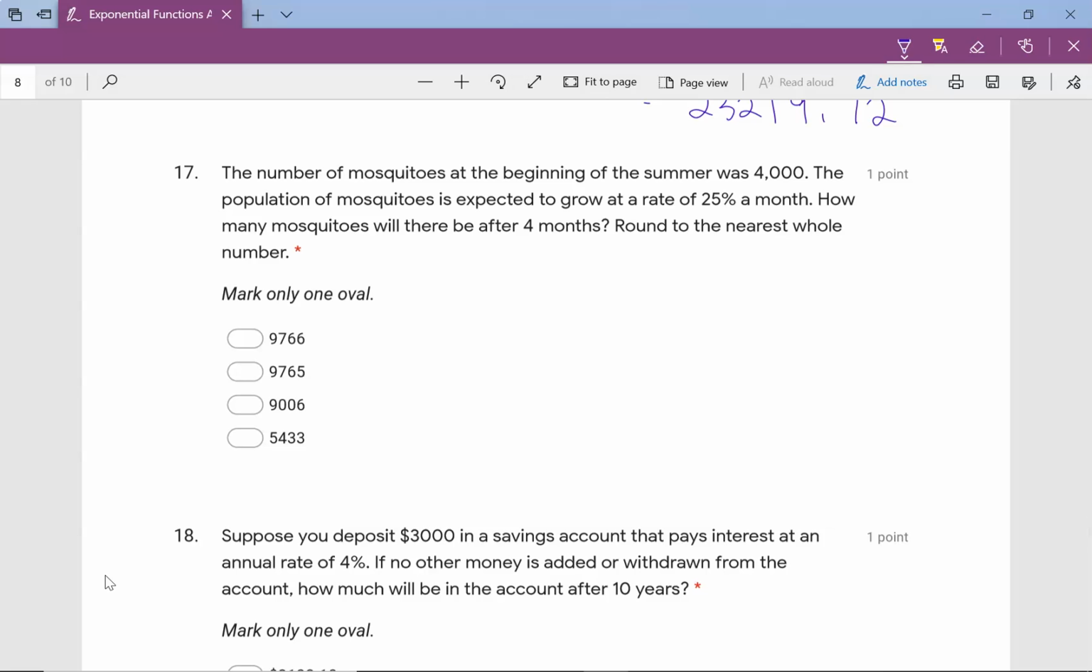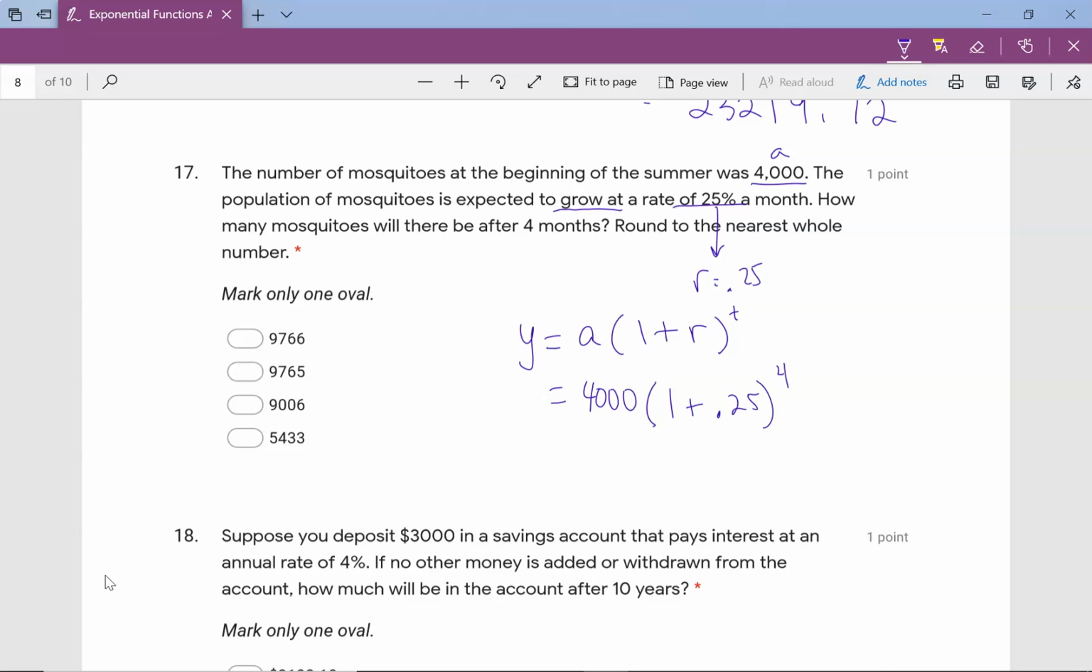On the next one, the number of mosquitoes at the beginning of the summer was 4,000, so that's our initial value. The population of mosquitoes is expected to grow at a rate of 25% per month. So we're looking at y equals a times 1 plus r to the t power. A being our initial value of 4,000. Okay. 1 plus the rate of 0.25 to the 4th power.